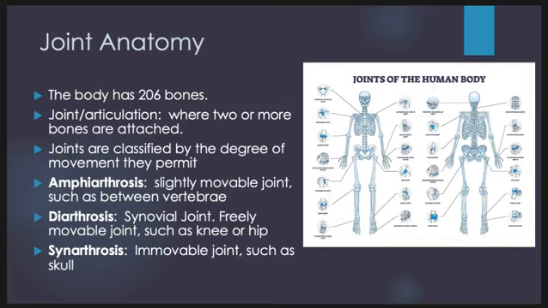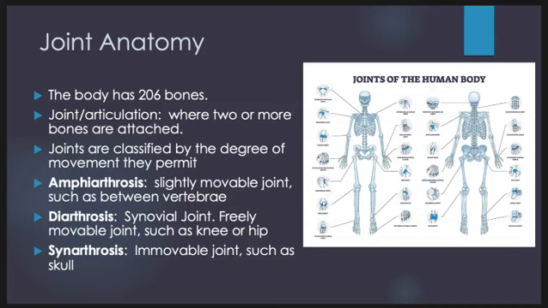First, we have amphiarthrosis. These are slightly movable joints such as those between the vertebrae. Then we have diarthrosis, also known as synovial joints. They are more freely movable joints such as the knee or the hips.